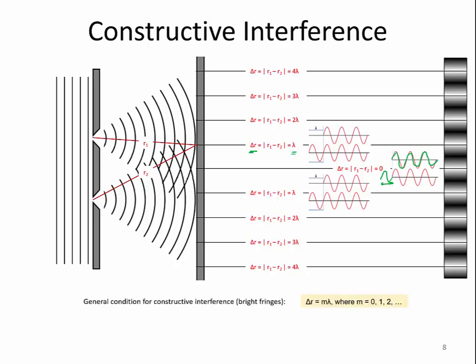And the general way to explain this is that delta R equals m times lambda, where m is just a whole number. It can be 0, so at the very center spot, m is 0 and the path length difference is 0, or it can be equal to 1 times lambda or 2 times lambda, and so on. So here I show m equal to 0, m equal to 1, m equal to 2, m equal to 3, and 4, and so on.